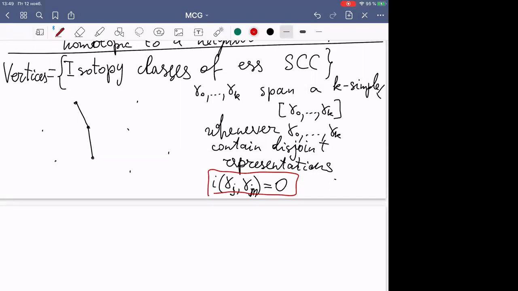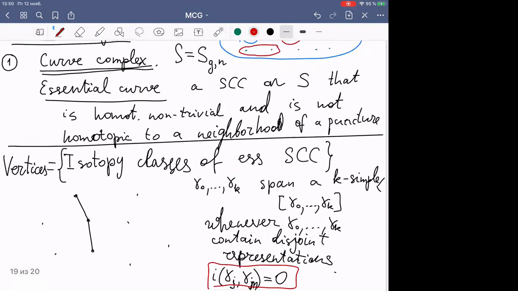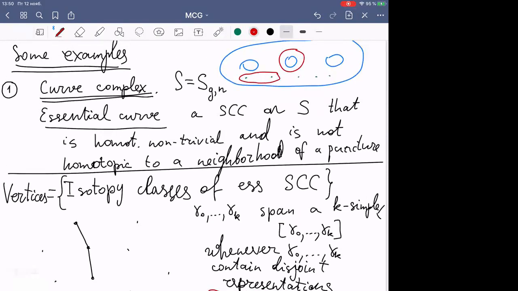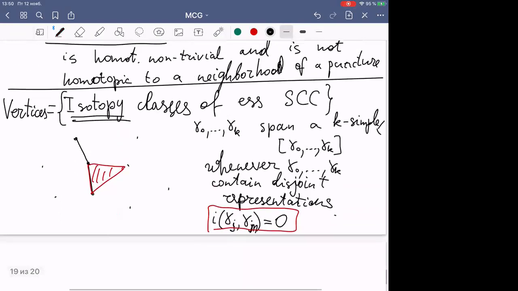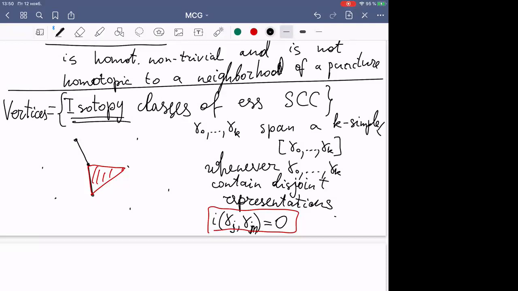So, for instance, instead of isotopy classes of essential simple closed curves, we could from the very beginning introduce a hyperbolic metric on our surface, take closed geodesics for vertices, and span a simplex by any set of pairwise disjoint closed geodesics. But it is preferable to speak about isotopy classes of essential simple closed curves, since it is useful to understand that this construction is independent of the hyperbolic metric. Okay, we get such a simplicial complex. It is non-compact. It is a rather huge complex.